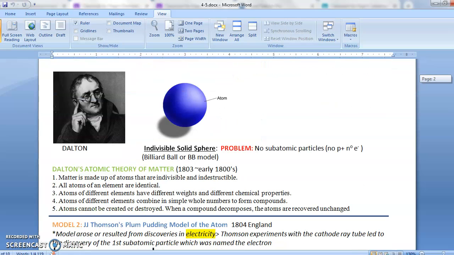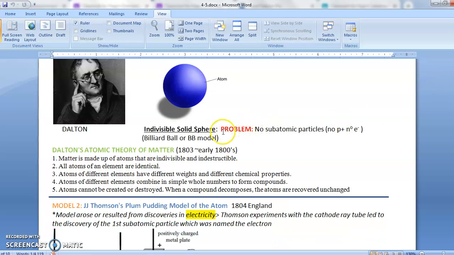And this is where Dalton came up with his atomic model. His model is often called the indivisible solid sphere. Slang, it's kind of like called the billiard ball model or the BB model. We already know that there were problems with Dalton's model. There were no subatomic particles in Dalton's model. Dalton's model also said that all atoms of the same element are identical. They're not. Atoms of the same element only have to have the same number of protons to be considered the same element.